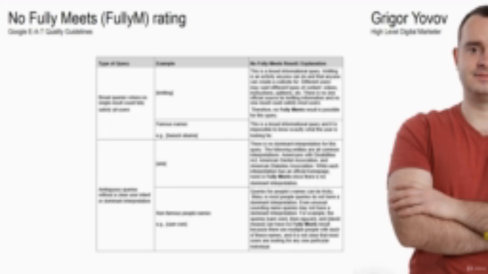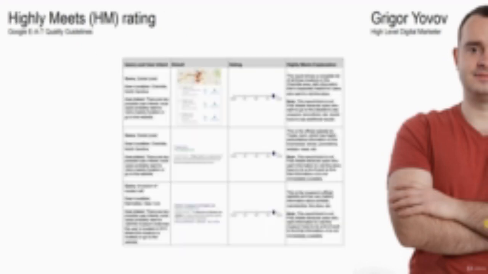it's not clear that most users are looking for any particular individual. Hello, in this lesson we'll talk about the highly meets rating. A rating of highly meets is associated with results that meet the needs of many or most users. Highly meets results are highly satisfying and a good fit for the query. In addition, they often have some or all of the following characteristics: high quality, authoritative, entertaining, and/or recent.